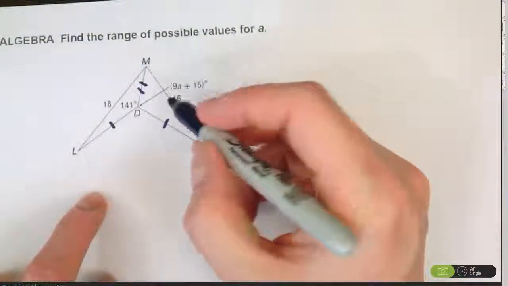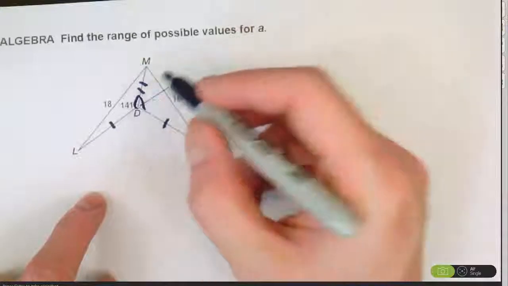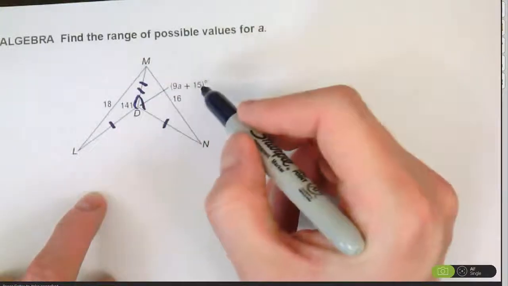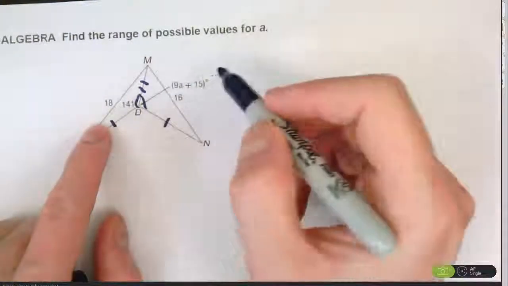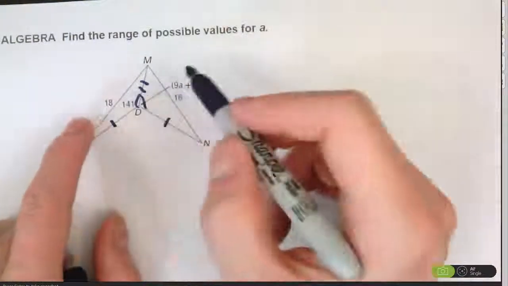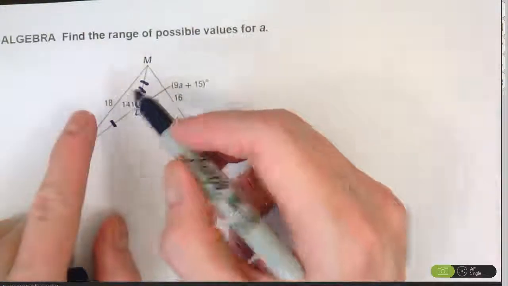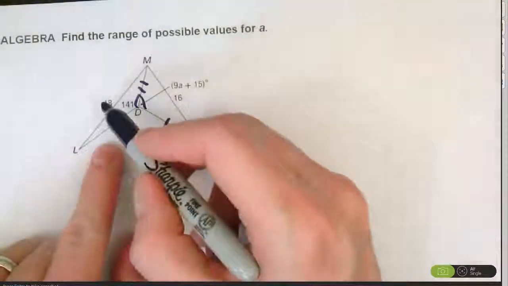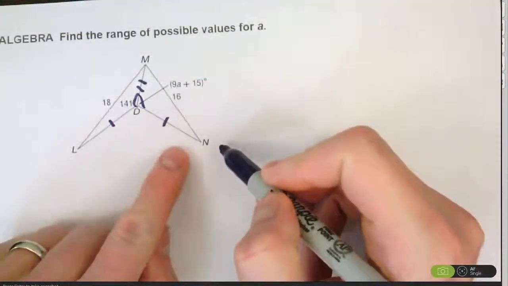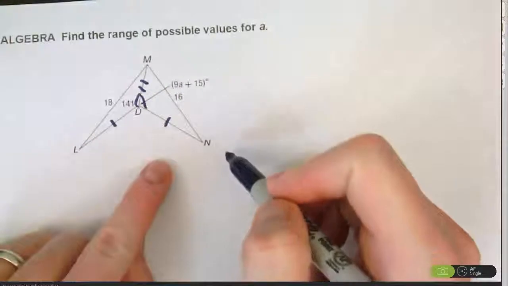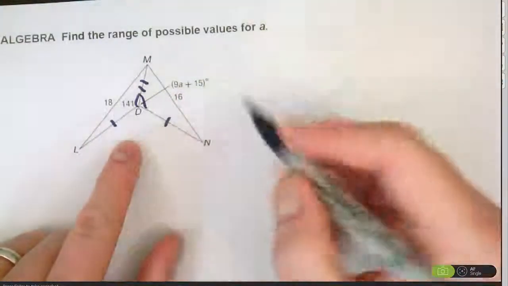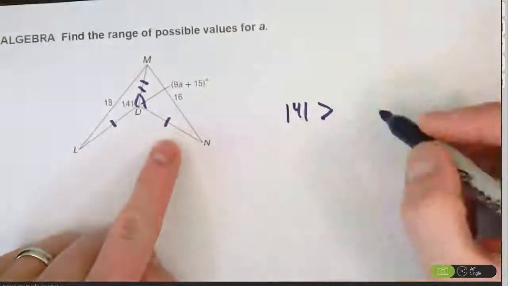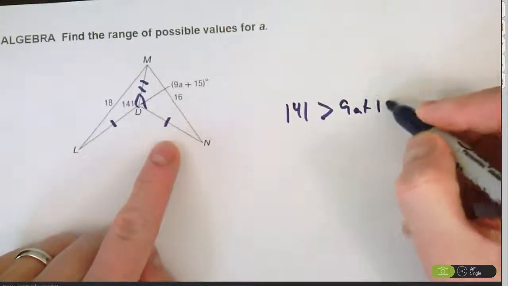Now what I'm going to compare is the included angles, because I know one but I don't know the other one. That's what I have the variable for. In order to do that, I have to ask, what's the relationship between the opposite sides? ML is 18, MN is only 16, so ML is bigger than MN. That means that the angle of 141 has to be bigger than the angle of 9A plus 15.